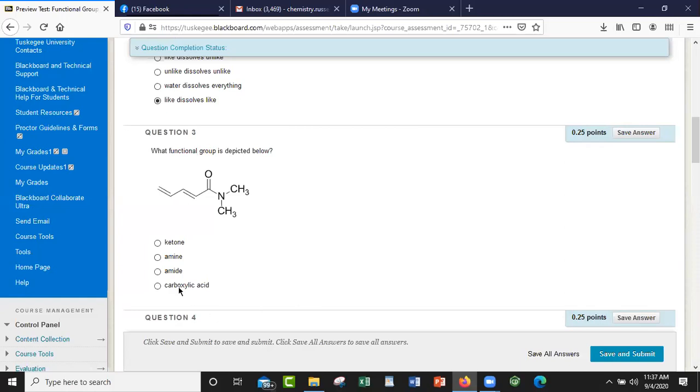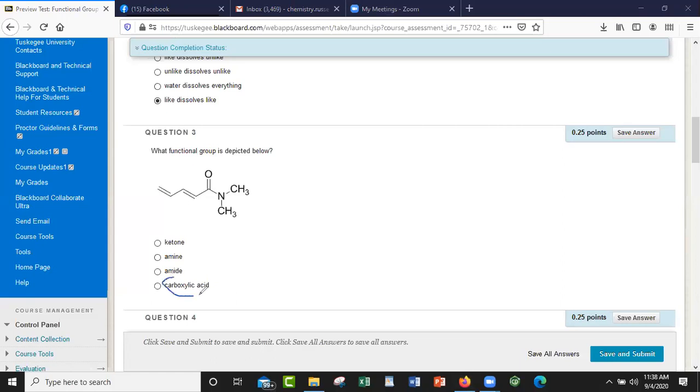Notice the alkenes are here also, but if you look at the answers, it's not asking about that. It's asking about the carbonyl part. So it's either a ketone, an amine, an amide, or a carboxylic acid. Somebody tell me what the difference is between a ketone and a carboxylic acid. What's the key characteristic for a ketone functional group? All of them are carbonyls, except for which one can we rule out right away?